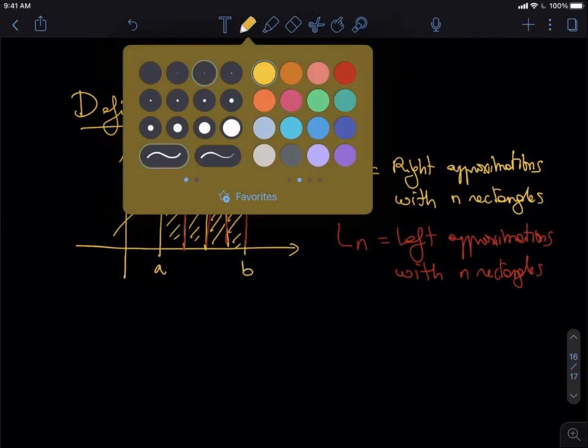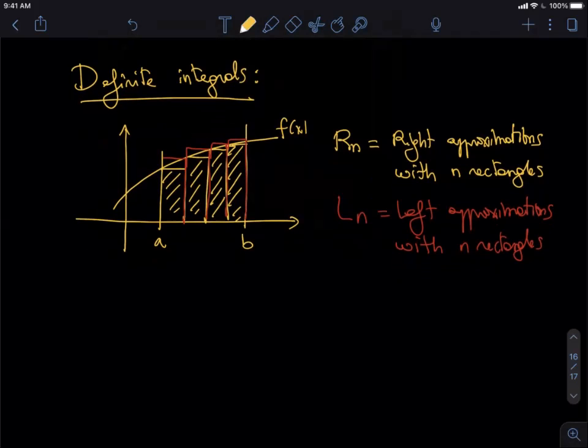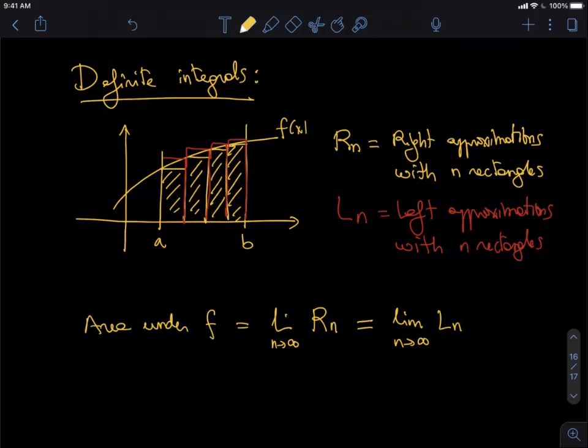And we discussed that the limit as n tends to infinity of these right approximations and the limit of these left approximations both converge to the same thing, and both converge to the area under the curve, of course between A and B.